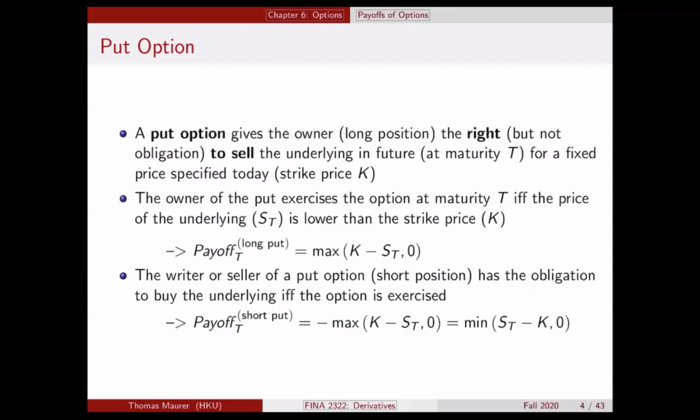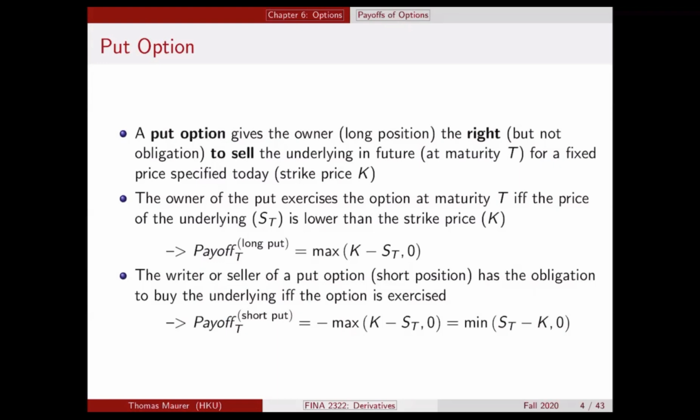On the other side, we have again the writer or the seller of the put option. We also call this the short position. And the short position doesn't have any right to decide, but just has to buy the underlying asset whenever the long position decides that she wants to sell. And therefore, the payoff is again the opposite of the long position, which is minus the maximum of K minus S or 0. And you can again rewrite it as the minimum of S minus K or 0.